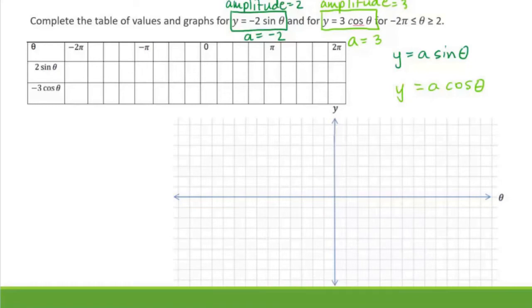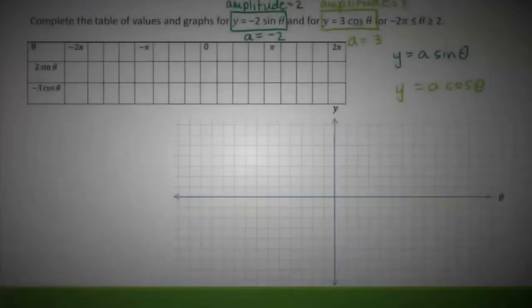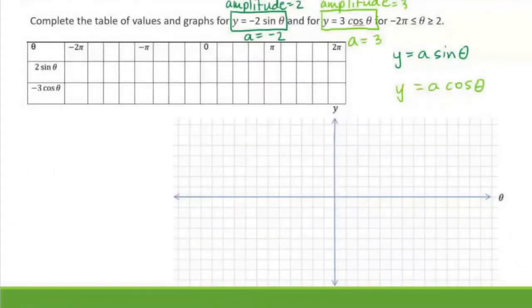Remember that the amplitude is the distance traveled from the midline to the maximum or the midline to the minimum point. What exactly are we being asked to graph here? Well, we'll have theta running from negative 2 pi to positive 2 pi. So we'll want to write those angles on the graph. We also have those same values listed in our table.